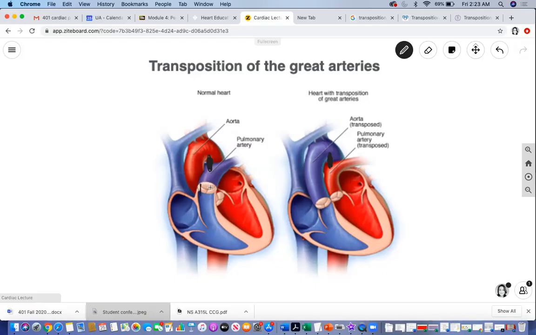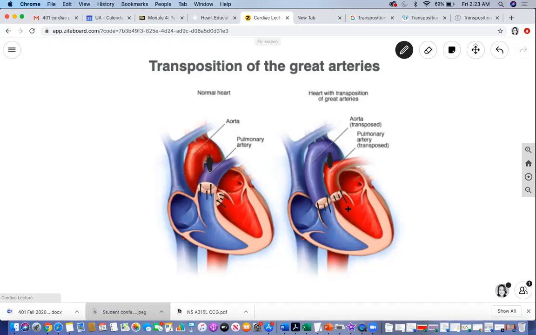I'm just going to draw what that might look like. So imagine that you pull these both out of their sockets and you connect them backwards. So that's essentially what has happened here. You have a baby who's born with their major vessels connected wrong.